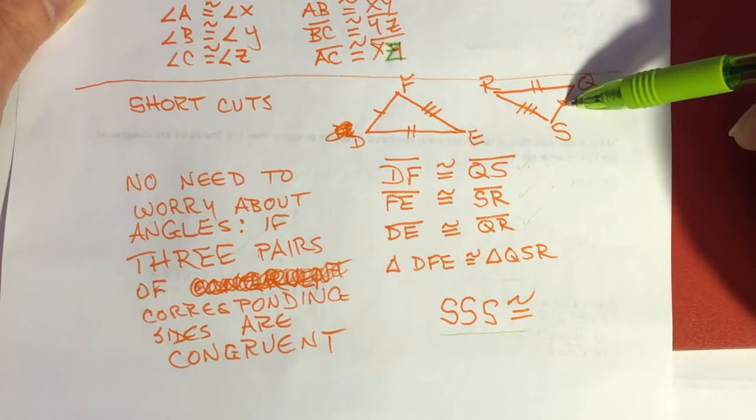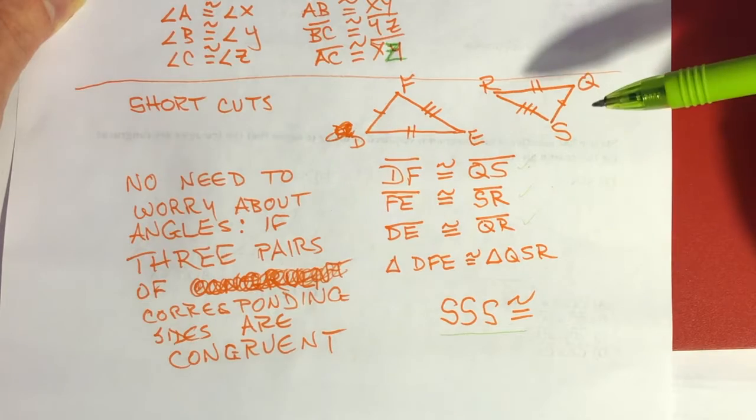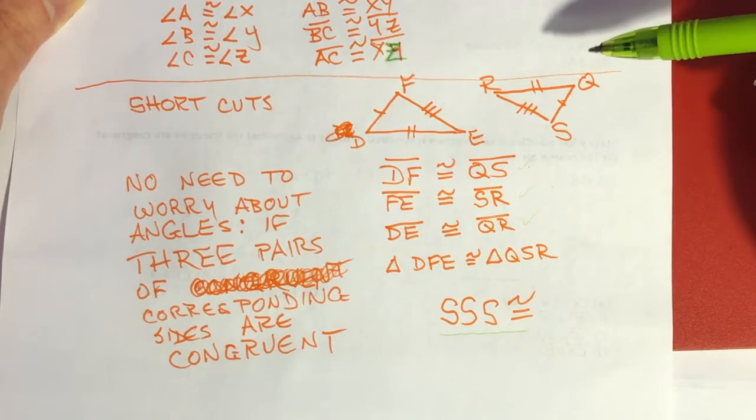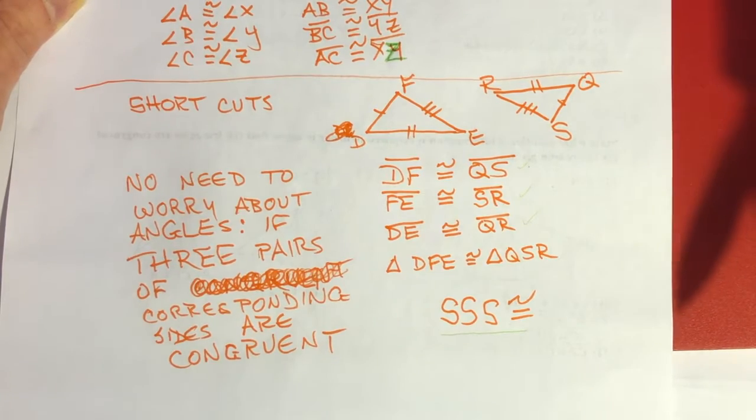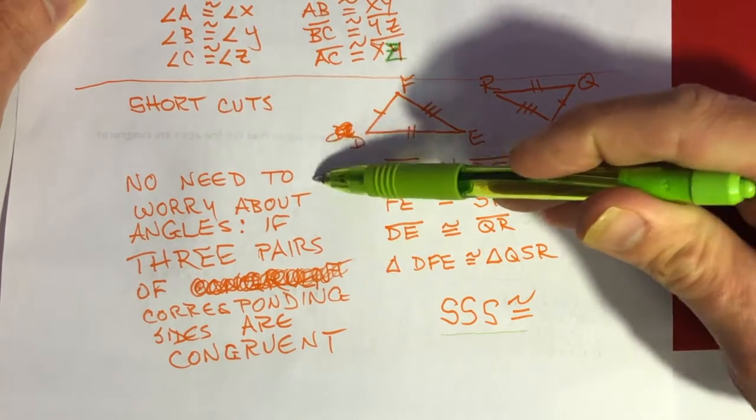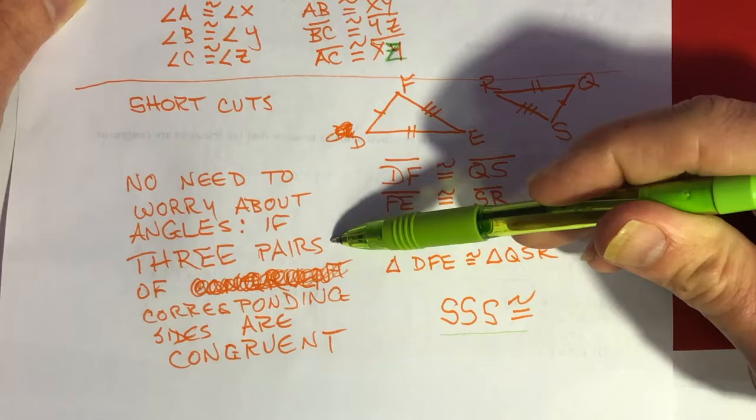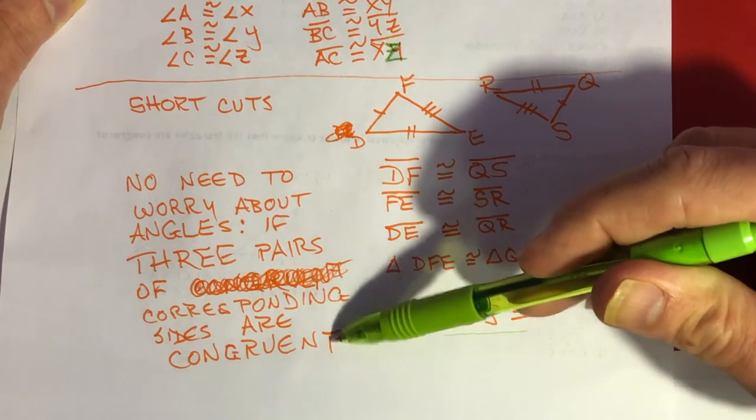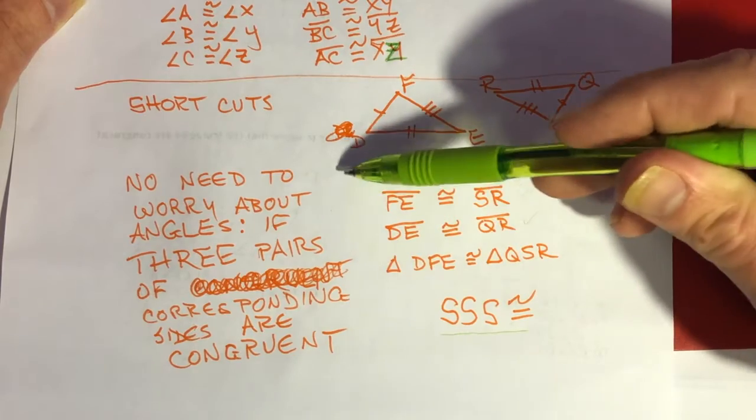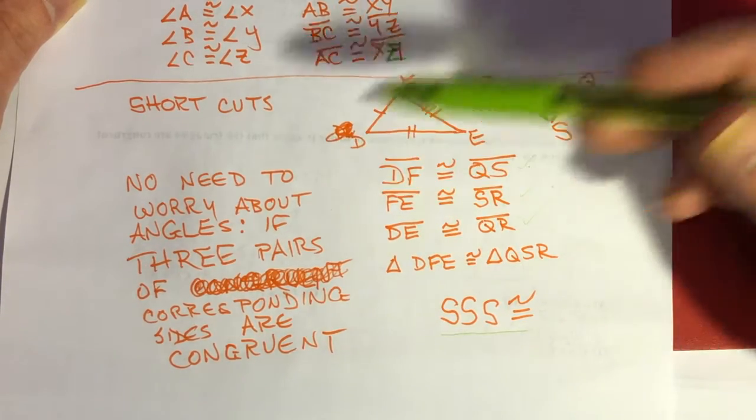I mean, it may be rotated, or it may be translated, or it may be reflected. Any kind of transformation could happen to it. But they are congruent. So you have no need to worry about angles if three pairs of corresponding sides are congruent, because if three pairs of corresponding sides are congruent, the triangles are congruent.